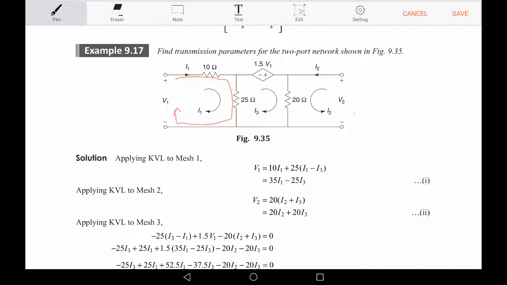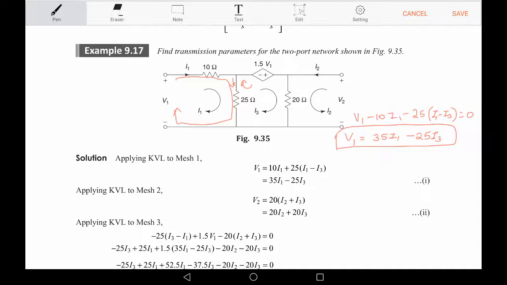Now we can say that for mesh 1, V1 is positive, then minus 10 I1 minus 25 into I1, and in this direction I3 is just opposite, therefore I1 minus I3 equals 0. Rearranging this we get V1 is equal to 10 plus 25, 35 I1, then minus 25 I3, because when the term moves across the equation it becomes minus. V1 is equal to 35 I1 minus 25 I3. So now we have V1 in terms of I1 and I3.